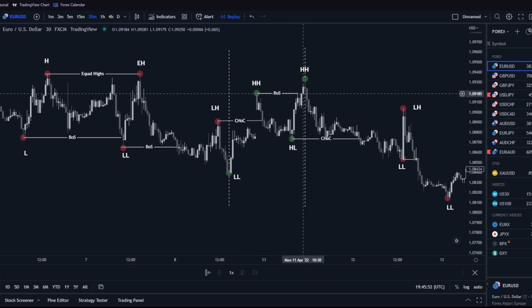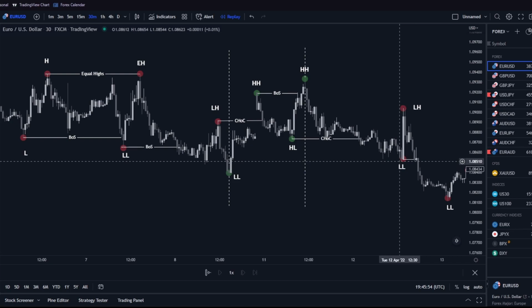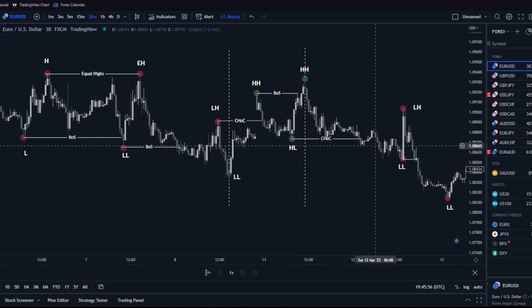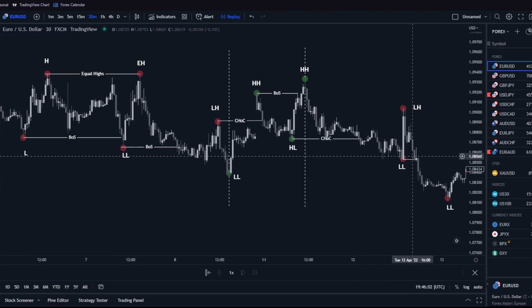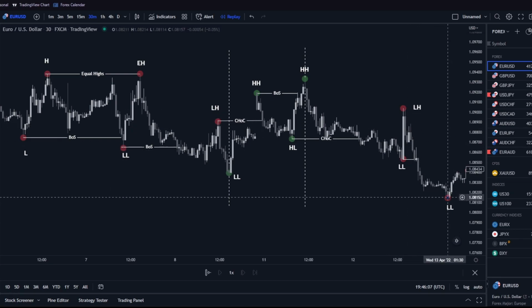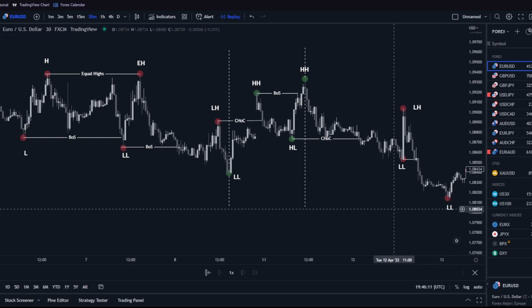We then have a higher high and a lower low based on the change of character. So we can assume that we are now bearish once again. We create this lower high after that, and then we have a break of structure making that the lower high. And then we can assume that this might be a lower low if we continue analyzing this trend.